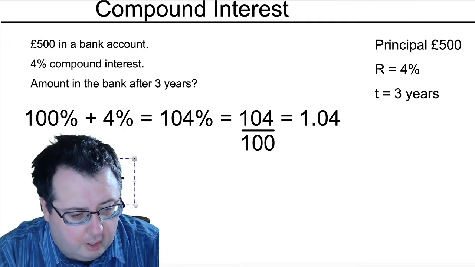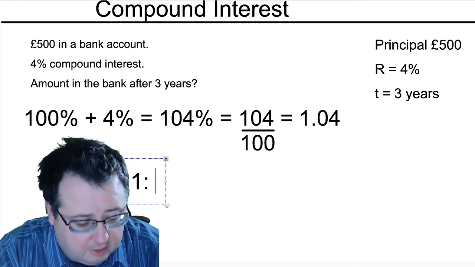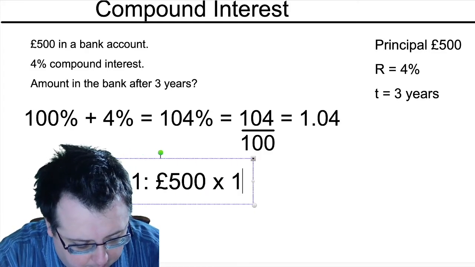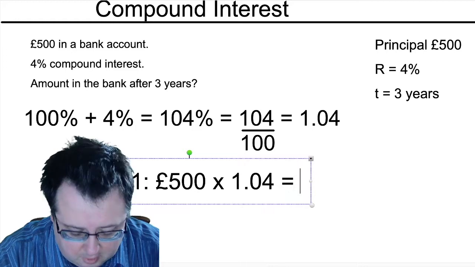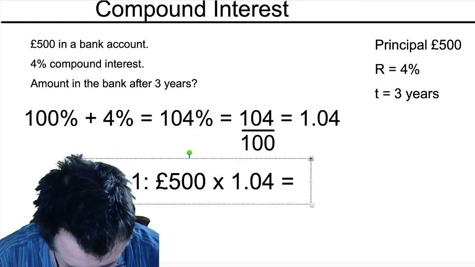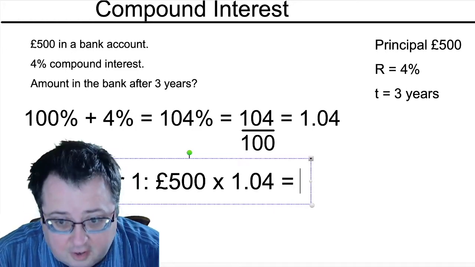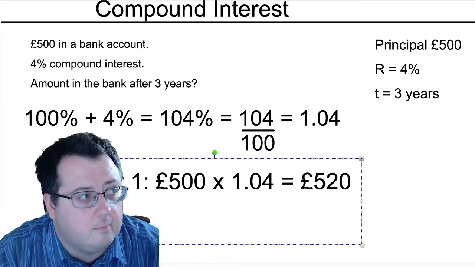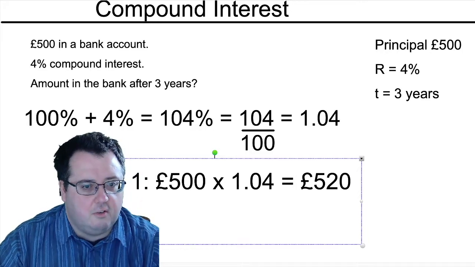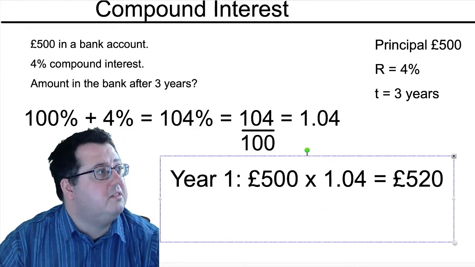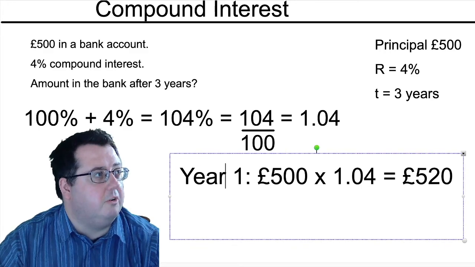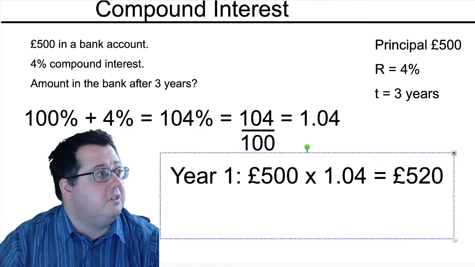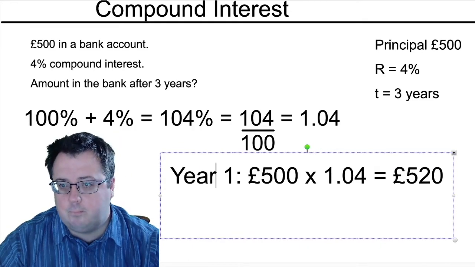So let's look at year 1. Year 1, I'm going to take that £500 and I'm going to multiply it by 1.04. That will give me £520. That's nice. So I'm going to move this over to the right so you can see what's going on here. We should be happy with that. Year 1, 500 times 1.04.